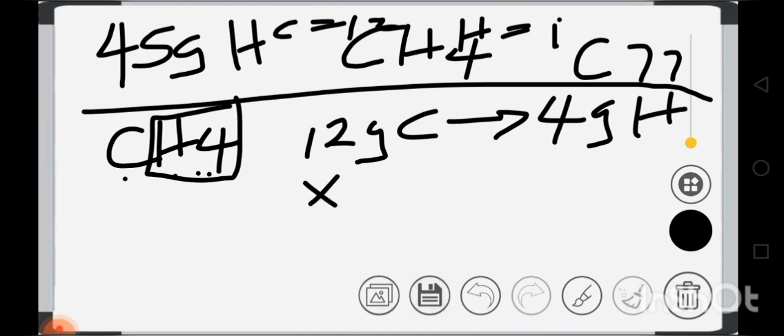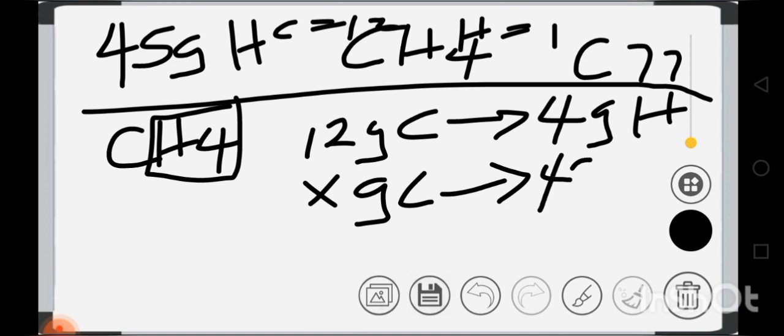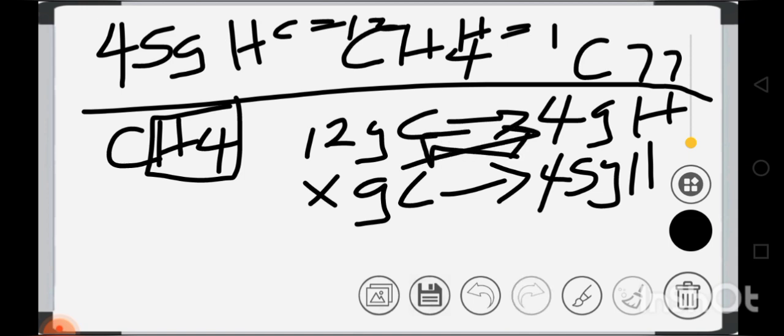Now, how many grams of carbon, let's call that x because we don't know that, will contain 45 grams of hydrogen? Because we already said if we have 12 grams of carbon in methane, I'm going to have 4 grams of hydrogen. So just multiply. x times 4, we have 4x equals 12 times 45. 12 times 45, I'm going to have 540.